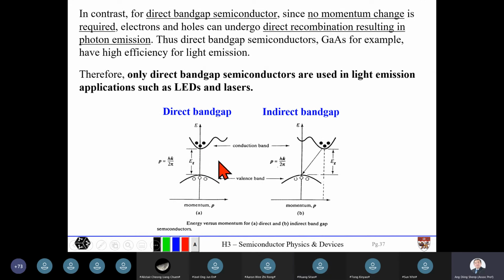For example, the defect level is here, right? So for the electron to transit to the defect level, it must involve a change in momentum, right? And the change in momentum has to be provided by the vibrating atom. So in the process of transiting to the defect level, the excess energy of the electron is lost as heat, not converted to light. So that's why in the direct bandgap semiconductor, if we want to maximize light emission, we need to minimize the defect density.